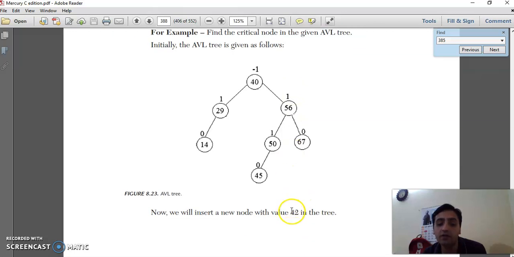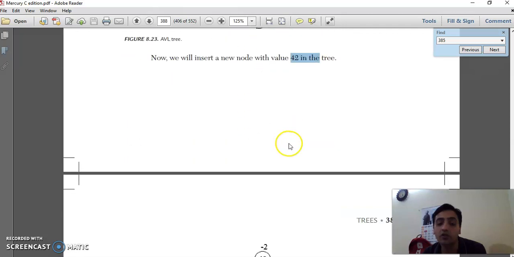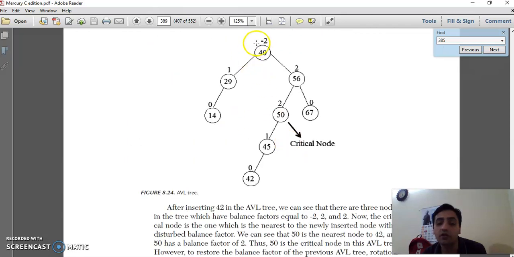Let us consider if we wish to insert a new key with value 42 in this tree. We know how to insert something in a binary search tree. We will compare it with the root. 42 is more than 40, so we will go towards the right, but 42 is less than 56, so we will go towards the left. It is less than 50, so we will go towards the left. 45, it is still lesser, so that's why we have inserted it here. But as soon as we have inserted it here, you can see that for this node 50, the height of the left subtree is 2, there is no node on the right side, so 2 minus 0 is 2.